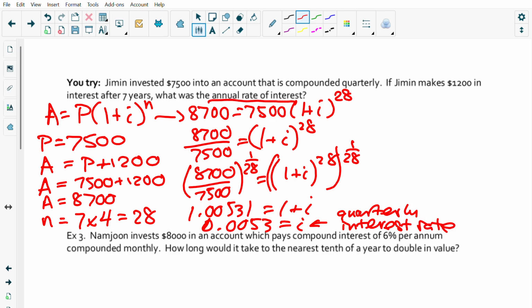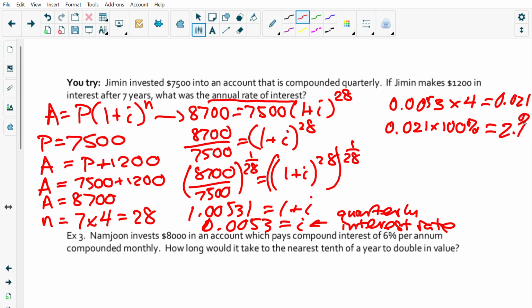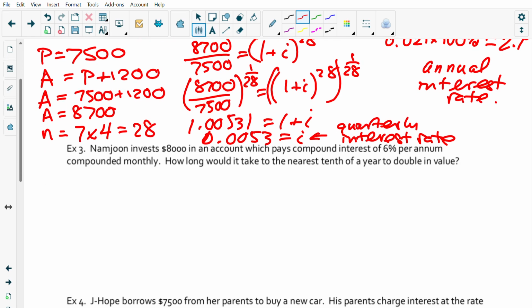I want an annual interest rate. Okay, so how do I do that? So up here, 0.0053 times 4, that's 0.021. Okay, but I want to write it in terms of a percent. That's our convention. I get 2.1%. This is my annual interest rate, 2.1% per annum.